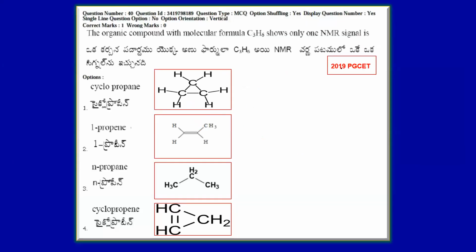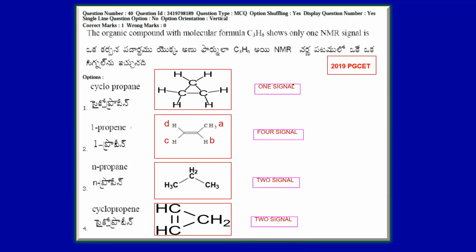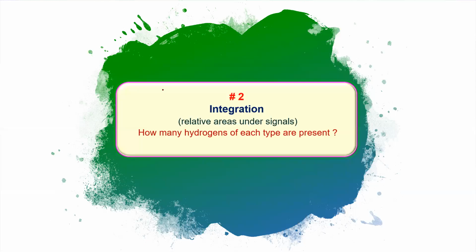This appeared in the 2019 PG set. So all are equivalent, 1 signal. Naturally this has to give 1, 2, 3, 4 signals. This shall give 2 signals, one for this, one for this. So only 1 NMR signal is given by cyclopropane.